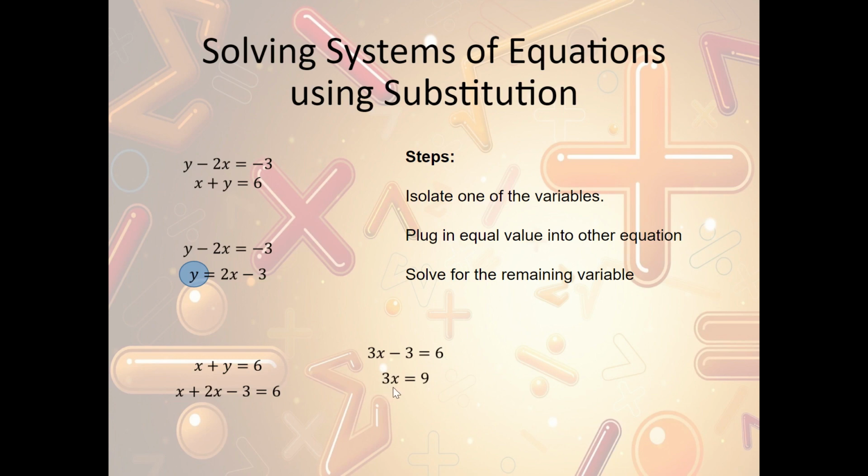Now I'm going to divide both sides by 3 to get rid of this 3. And I get 9 divided by 3 is 3. So x equals 3. Then I plug it into the other equation and solve. So I'm going to pick either equation, doesn't matter which one. I'll pick this one. And I'm going to plug 3 in for x. So I get 3 plus y is equal to 6. Subtract 3 from both sides to get y by itself. And I get 6 minus 3 is 3. So x is 3 and y is 3.